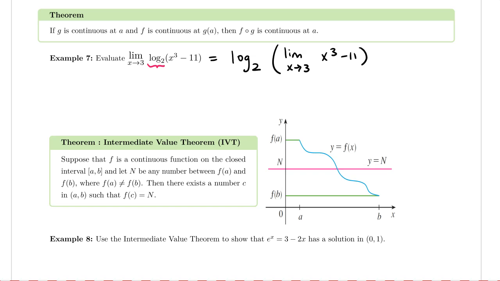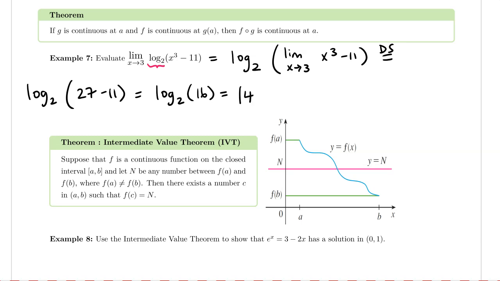Now, on the inside, if we ignore the logarithm for now, we can use direct substitution and just plug in x equals 3. And if we do that, we would get log base 2 of 3 cubed minus 11, which is 27 minus 11. This would equal log base 2 of 16, and that would give us 4. So there's our final answer for example 7, and we were able to use that theorem again because log base 2 of x, that function, is continuous on its domain.